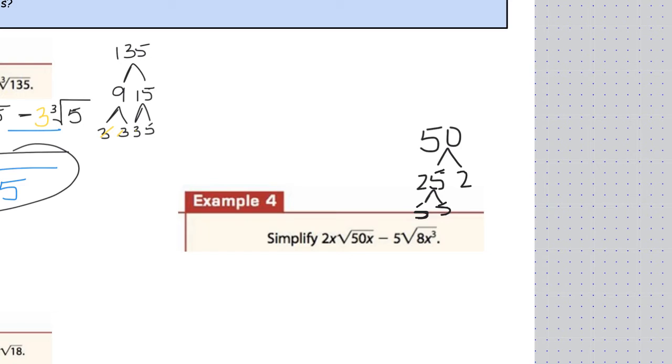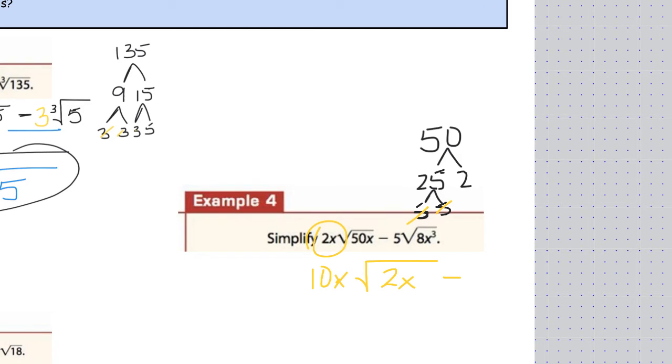All right. So it takes 2 to bring 1 out. So I'm going to bring that 5 out. Now, when I bring that 5 out, I'm going to multiply it by that 2x. So 5 times 2x is 10x, leaving me with the square root of 2x, because that x stayed inside.